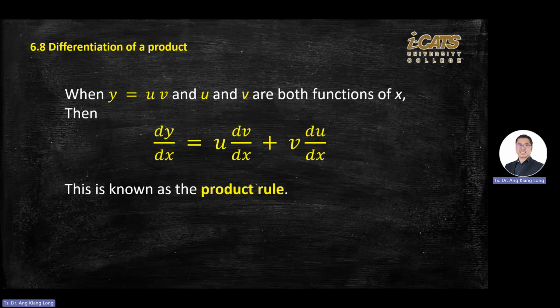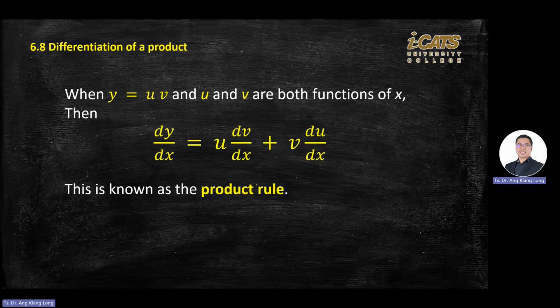And then what is the product rule? dy/dx equals u dv/dx plus v du/dx. It means u multiplied by the differential of v, the second function, plus v, you copy the v function, multiplied by the differentiation of the front. Okay, it's called the product rule.